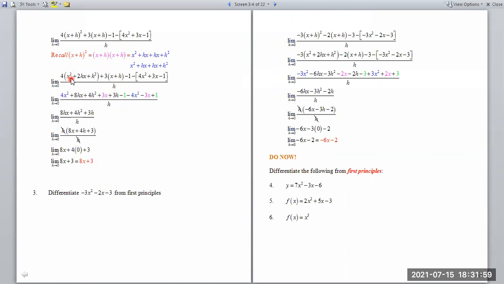So now I'm going to say 4 times x squared is 4x squared. 4 times 2hx is going to be 8hx. 4 times h squared is 4h squared. 3 times x is 3x. 3 times h is 3h. The negative one stands alone, I put it back. And similarly here, I'm going to have this negative sign distributing over this bracket.